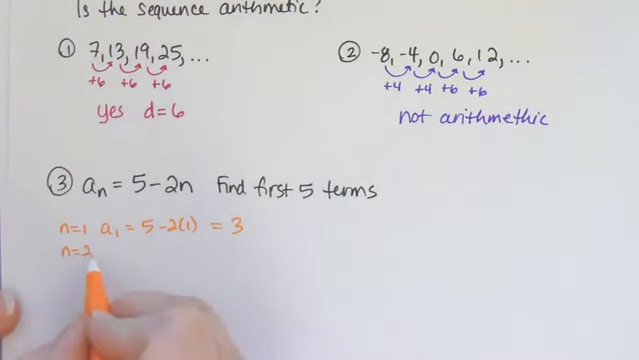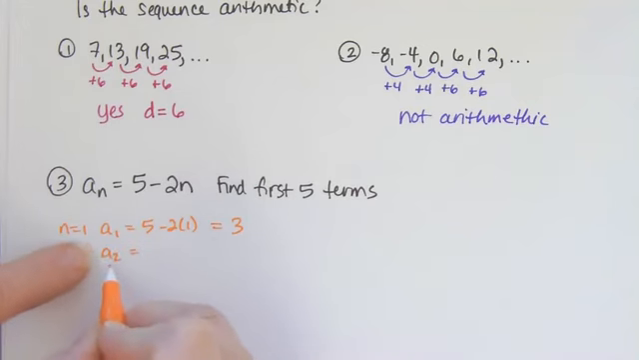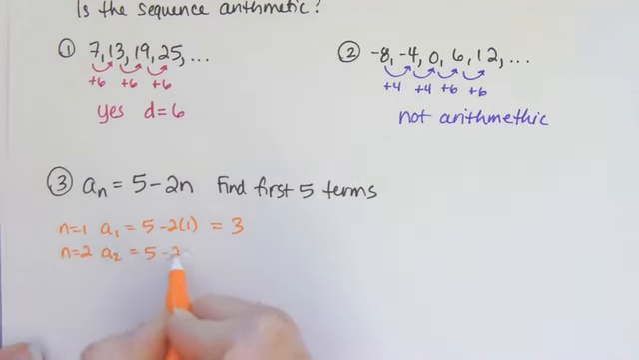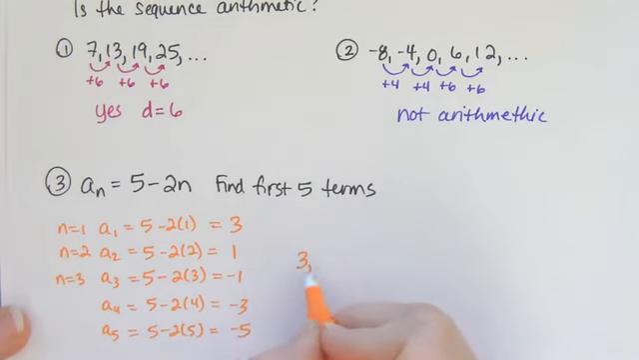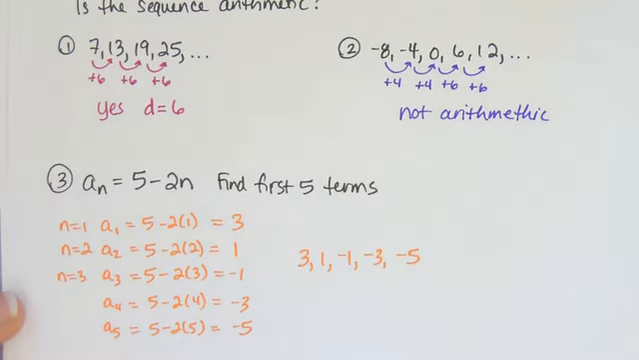To find the second number in the list, now I'm going to plug in 2 for n. So a sub 2, my second term in the list, is going to be 5 minus 2 times 2. 5 minus 4 is 1. The third number in my list, when I plug in 3 for n, would be 5 minus 2 times 3. 5 minus 6 is negative 1. And we're going to keep going until we get to our 5th number in the list. And some of you might already see a pattern with this and wonder why I'm doing all this work. So let's see, we've got 3 is the first number, 1 is the second number, negative 1 is the third, negative 3, and then negative 5.